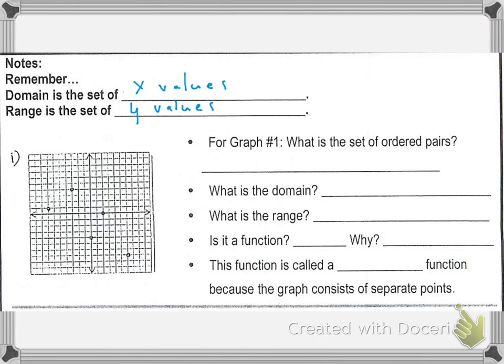Okay, if we look at graph number 1, look on your paper, it's a little easier to see than my screen. Let's go ahead and list the ordered pairs. Let's go from left to right. So, Mariah, what's the first ordered pair from left to right? What's the point, the ordered pair?